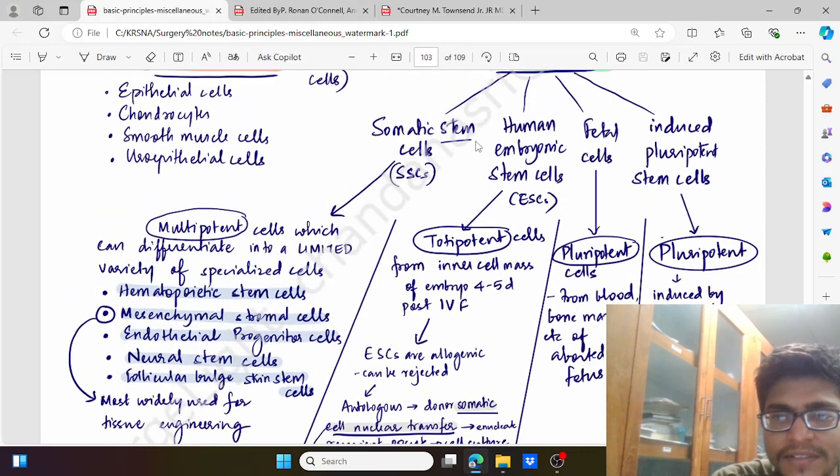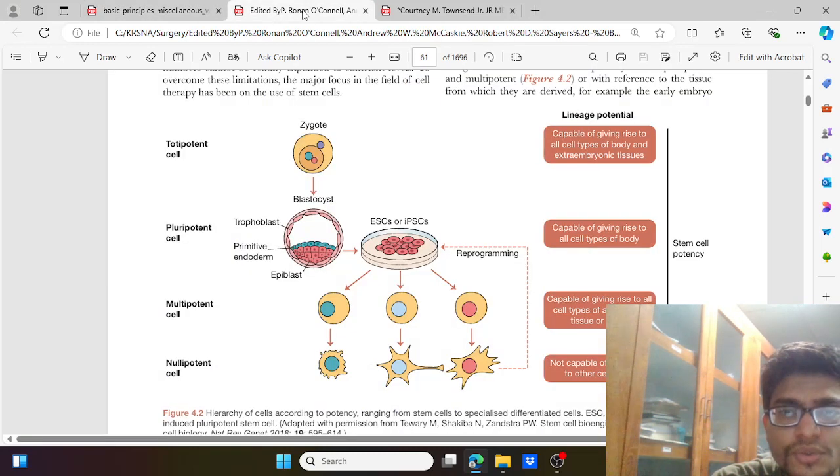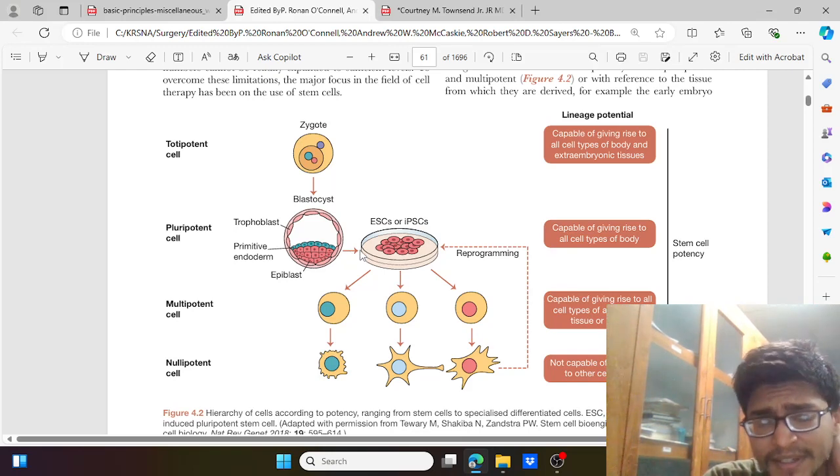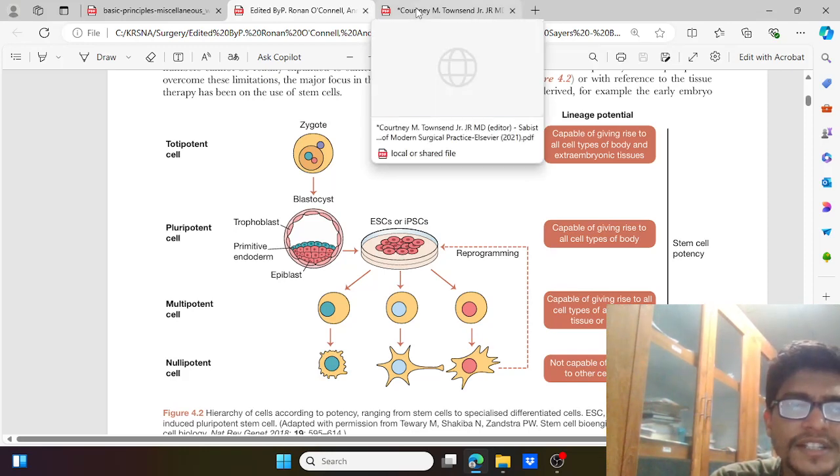And then we have the fetal cells or induced pluripotent cells. These pluripotent cells are capable of giving rise to all cell types of the body, but not the extraembryonic tissue. These are derived from the blastocyst stage, from the inner cell mass. These give rise to pluripotent stem cells or sometimes embryonic stem cells also.